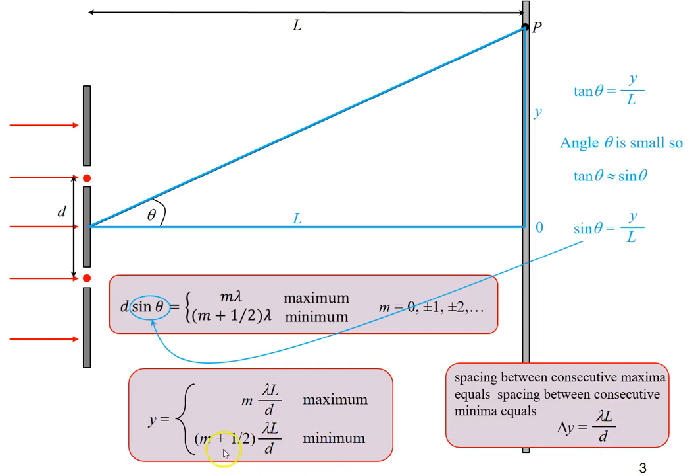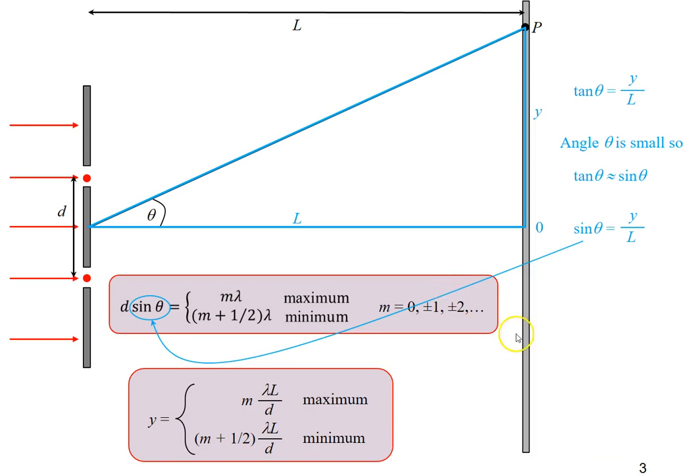Same thing with the minima. Take two consecutive minima, m equals 1 and m equals 2. Subtract those two minima y's, you're going to get lambda L over D. Okay, so what that says is that the maxima centers and the minima, right, the centers of the bright fringes, the maxima points, are separated by lambda L over D if you look at consecutive maxima. Same spacing for the minima, consecutive minima.